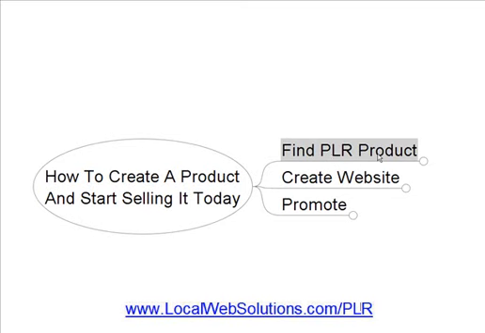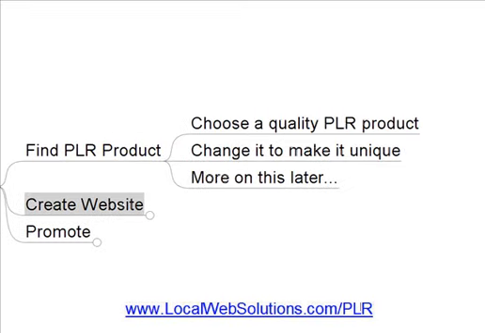So let's have a look at this in more detail. The most important thing you have to do is you want to choose a quality private label rights product. Now, what's a quality product? Well, it's something that doesn't have typos in it, or the videos aren't full of "ah" and stuttering, or videos that have been created by somebody whose second language or third language is English. So it needs to be a quality product. You need to change it and make it unique.